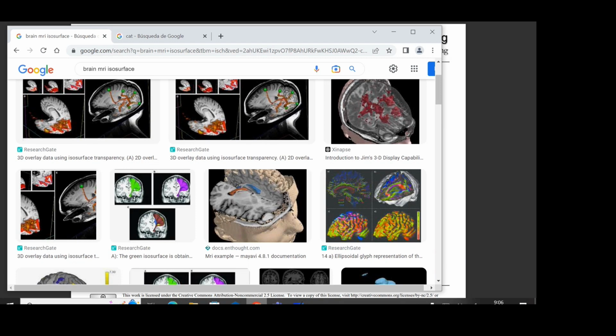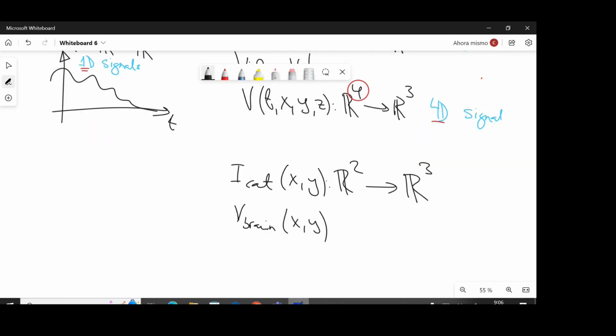So what is the information that we have in the brain in this kind of images? One, just one. It goes from very dark to very white, and it has a single value there. So the map of the brain goes from R3, but just in one color.